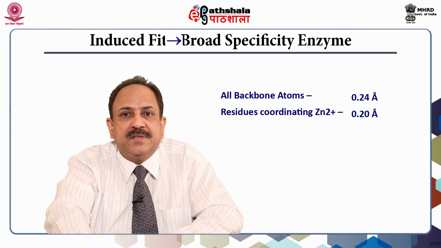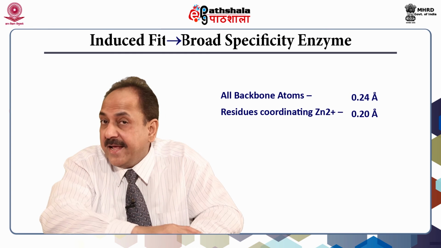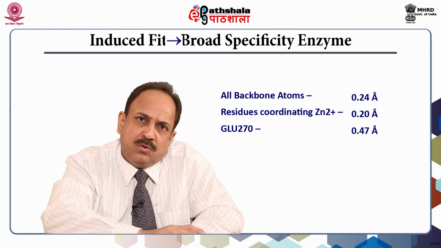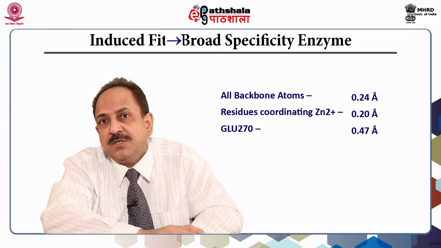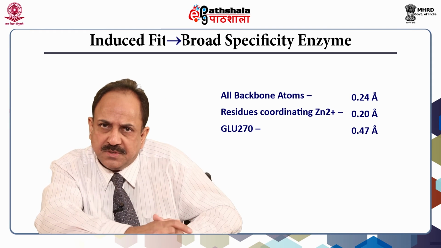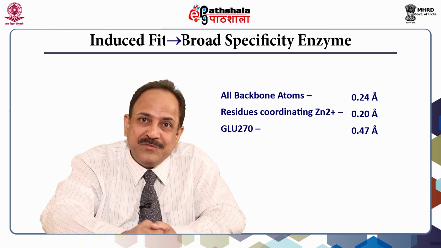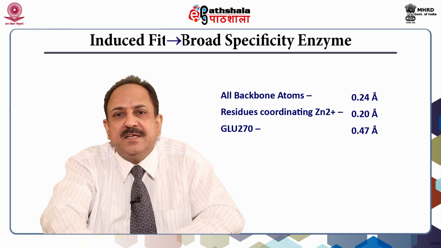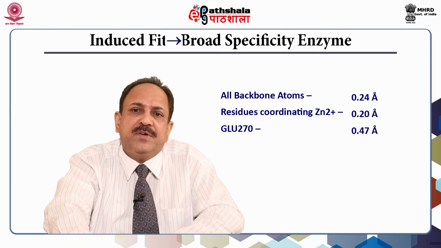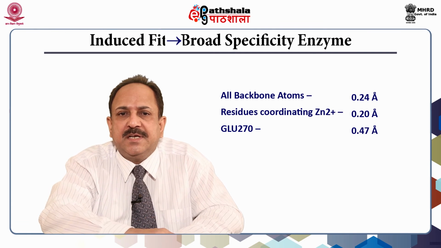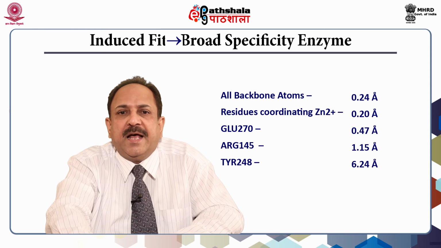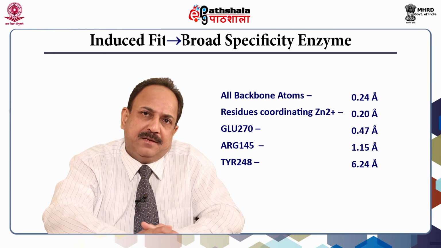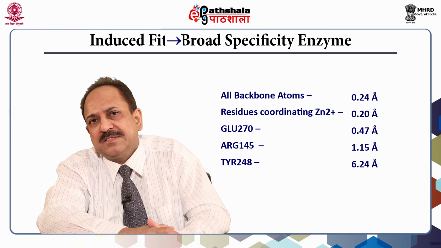So, we can conclude that there is not much movement. The other residue which is involved in catalysis is glutamate 270, and there is a movement of 0.45, nearly half angstroms. So there is movement of the other residue involved in catalysis, that is, glutamate 270 is moving. From the literature, we know that two residues, that is, arginine 145 and tyrosine 248, are involved in the binding of, or stabilizing, the transition state structure.